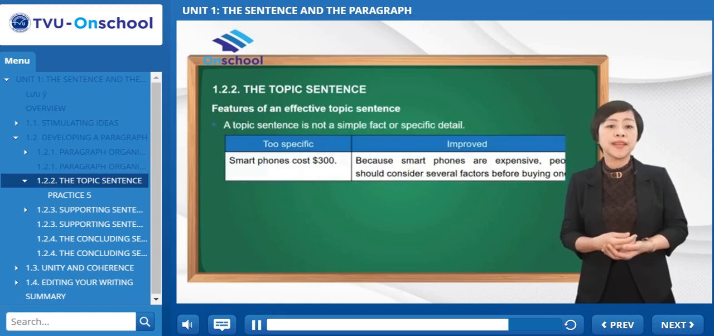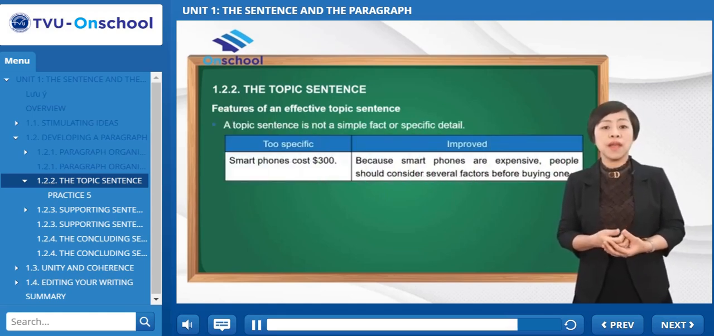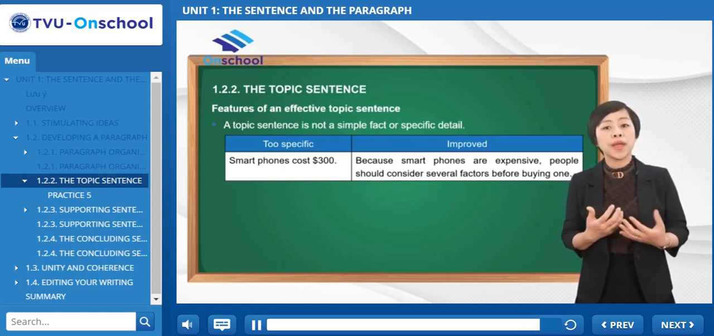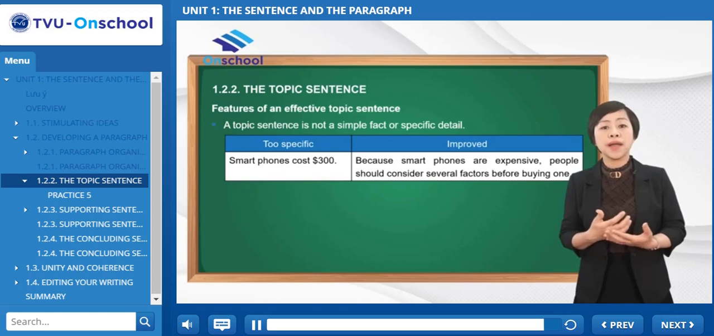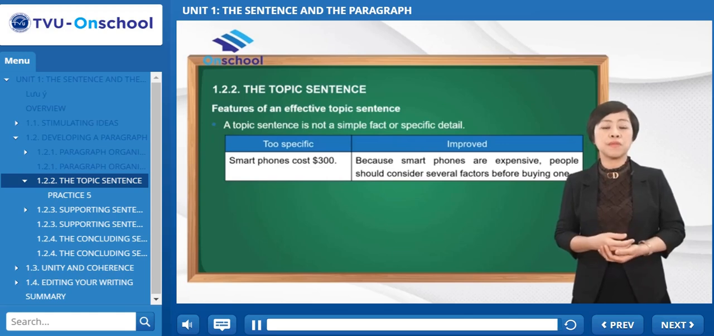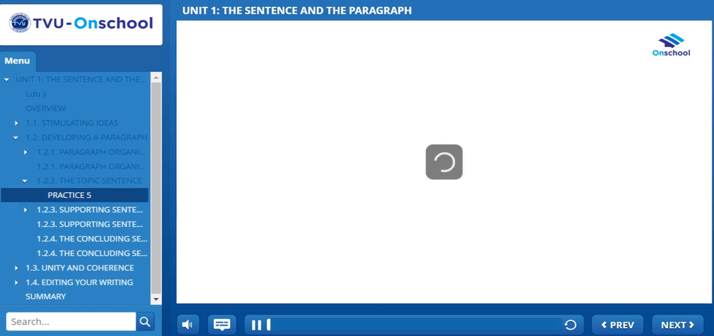Thirdly, a topic sentence is not a simple fact or specific detail. If you look at the example on the left-hand side, $300 is too specific. It's difficult to develop it further. That's why we can make it better by writing: Because smartphones are expensive, people should consider several factors before buying one.